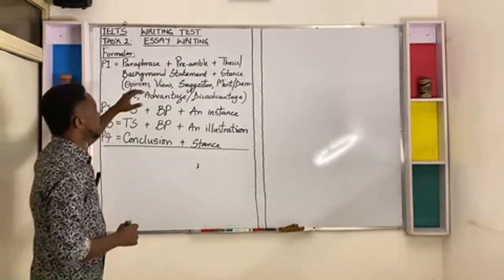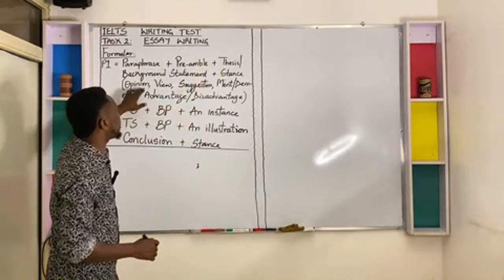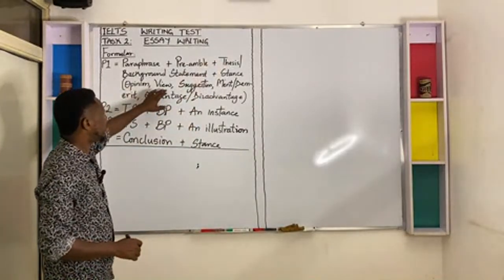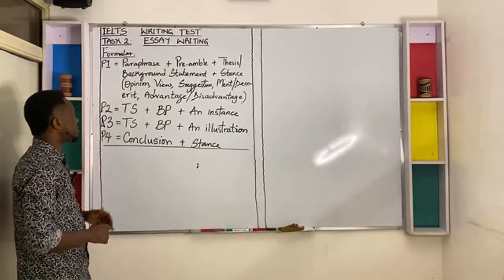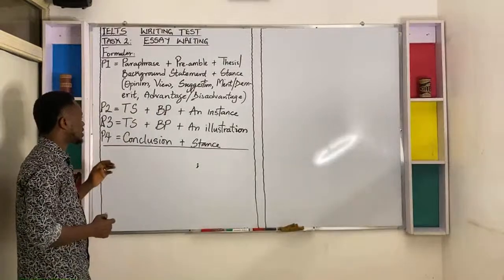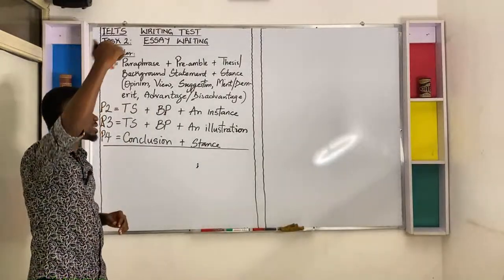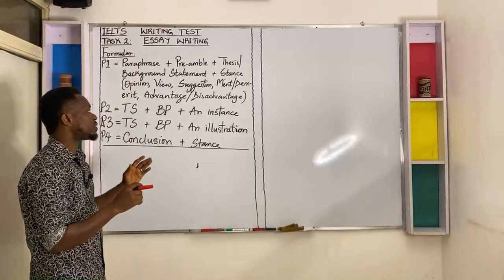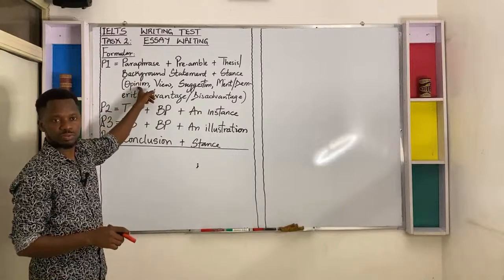Once you have established your stance, of course, your stance could be opinion, it could be your view, it can be your suggestion, merit or demerit, advantage or disadvantage. It depends on the question. So if the question says, do you agree or disagree? Give your own opinion. Your stance in this situation is opinion.